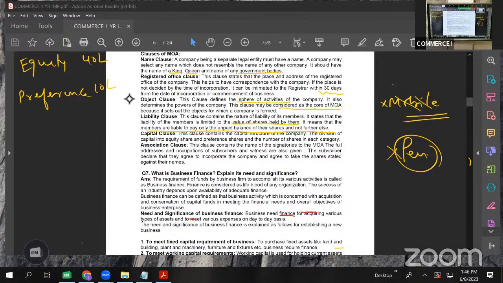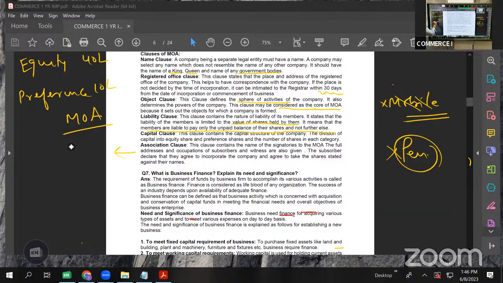And the last one is association clause. The last clause is association clause. In association clause, okay, this clause contains the signatories to MOA. When MOA is drafted, it has to be signed by the signatories and witnesses, right? And see, this clause contains the name of signatories to the MOA. The full address and occupation of subscribers and witness are also given.